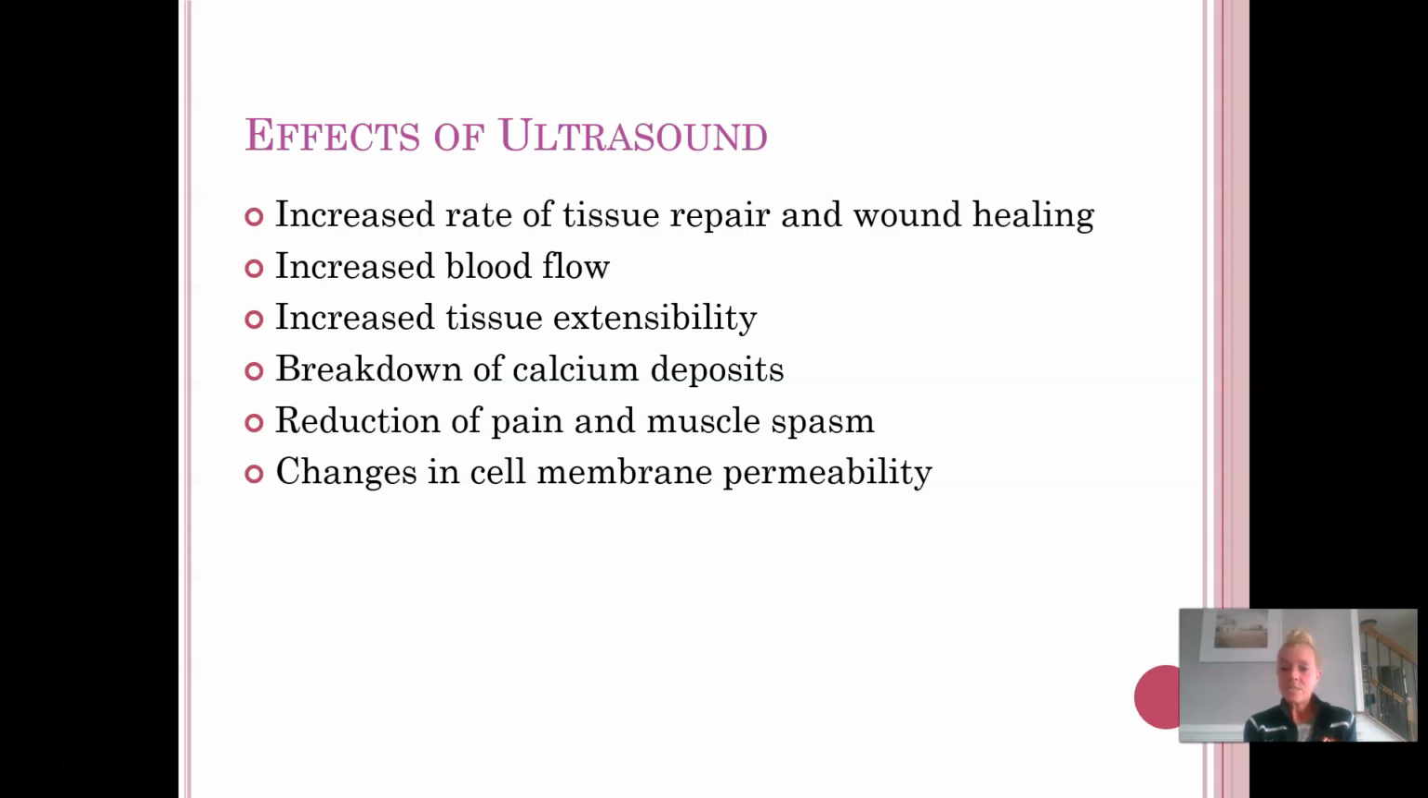So just like we mentioned with heat, again, just heating an area isn't going to necessarily improve range of motion, but if we can increase the tissue extensibility and then go into stretching immediately thereafter, we should help to improve range of motion. As I just mentioned, with tissue destruction, we can break down calcium deposits. With ultrasound, we can reduce pain and muscle spasms, and we can also change cell membrane permeability.